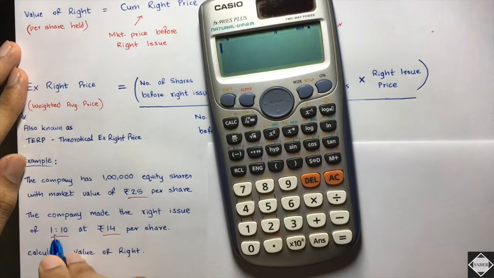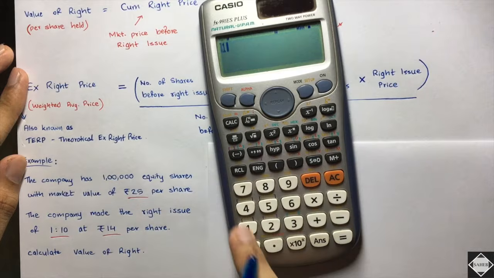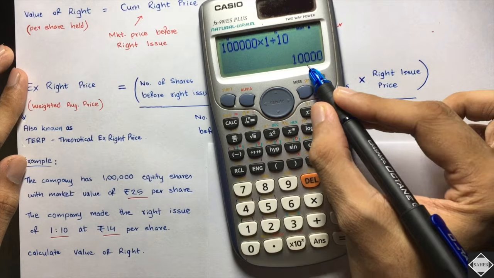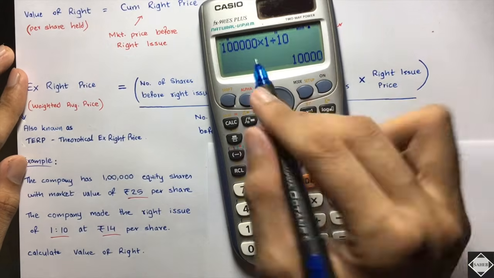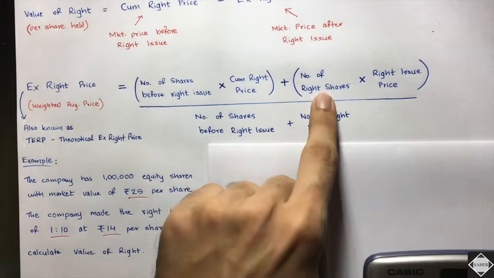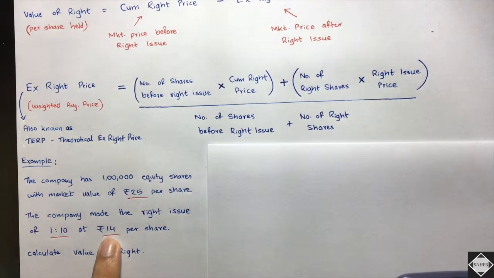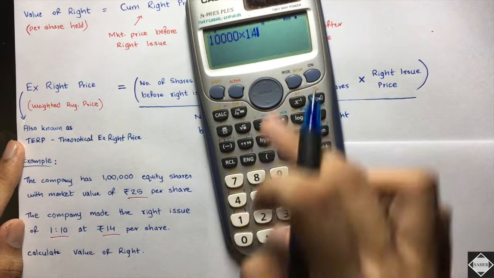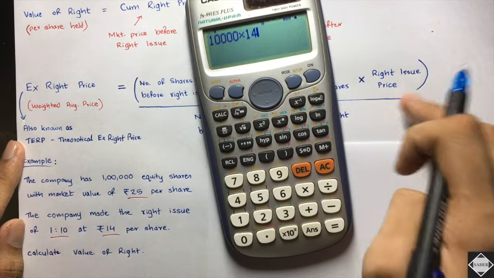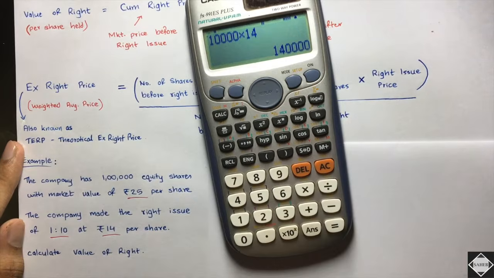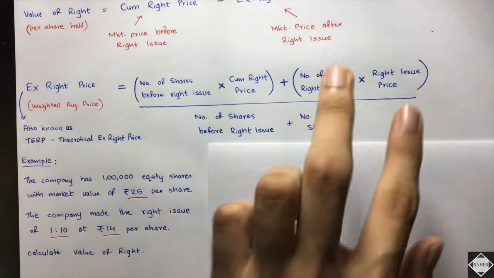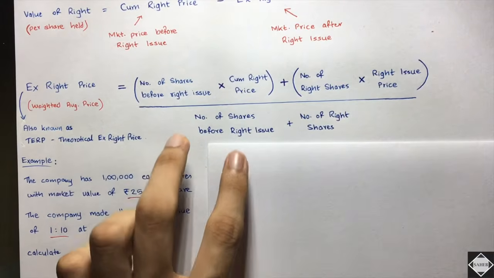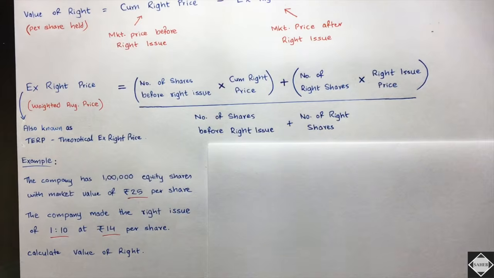The ratio is 1:10. So existing shares are 1 lakh into 1 divided by 10. So 10,000 right shares. So number of right shares are 10,000 into right issue price, that is 14. 14 is the right issue price. So if you multiply, that is equal to 1 lakh 40,000. And here 25 lakh we have. Divide by number of shares before right issue plus number of right shares.